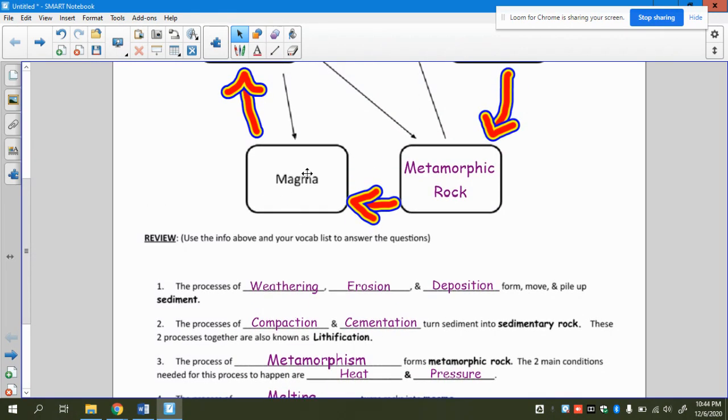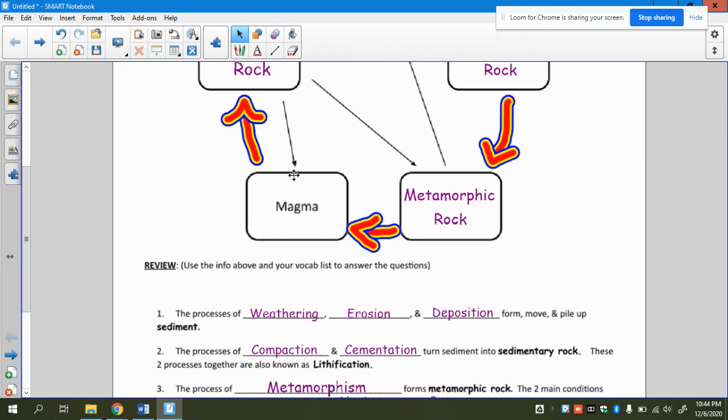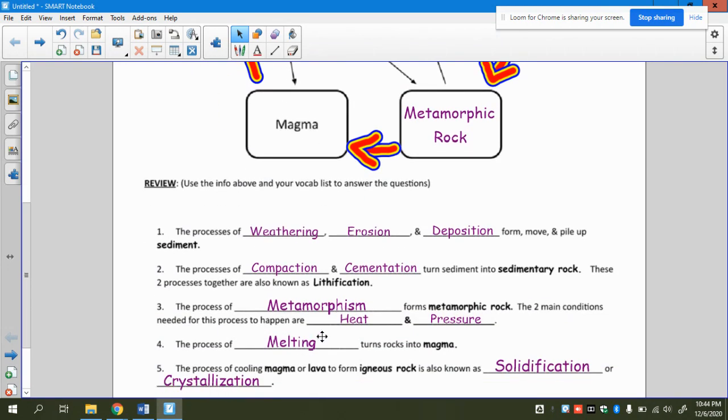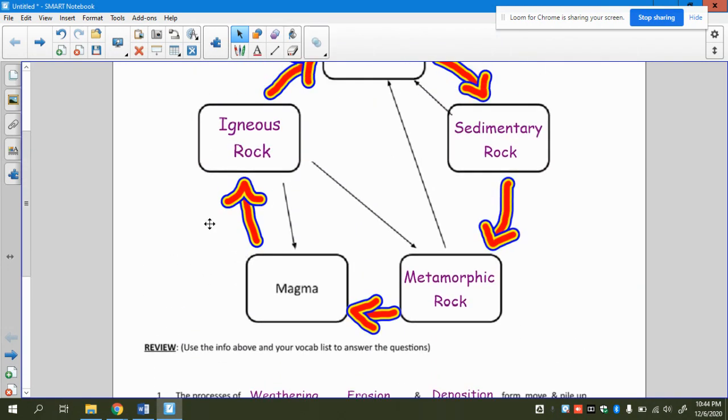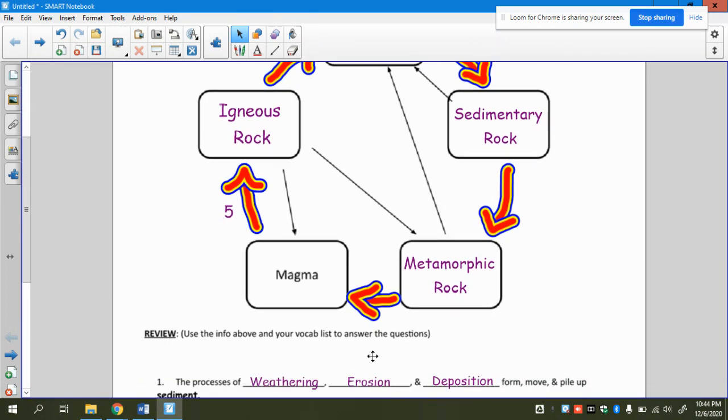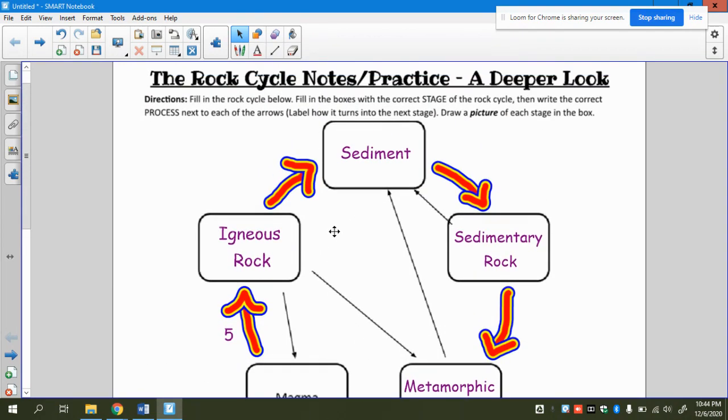So let's take a look here. Magma turning into igneous rock. That would be number 5. So I'm going to put a 5 right here. That's a 6. So we'll slide that 5 right here. So that's a number 5 arrow. Igneous rock turning into sediment. Weathering and erosion is how sediment forms. So this must be a 1. So I'll go ahead and do that.